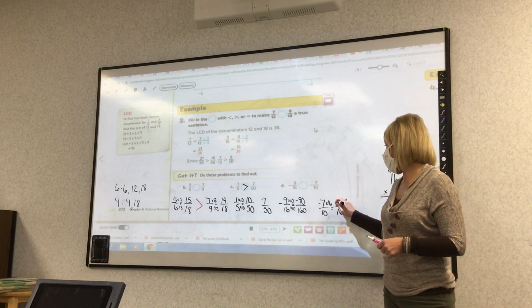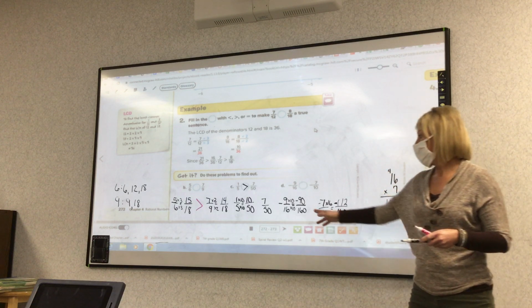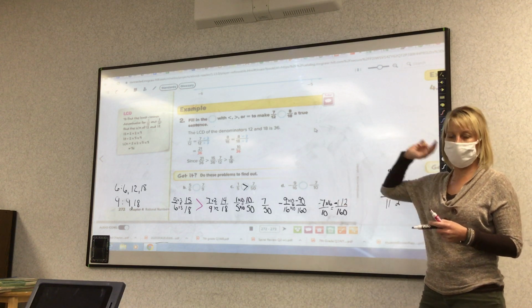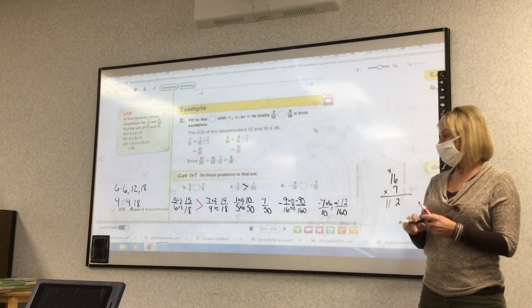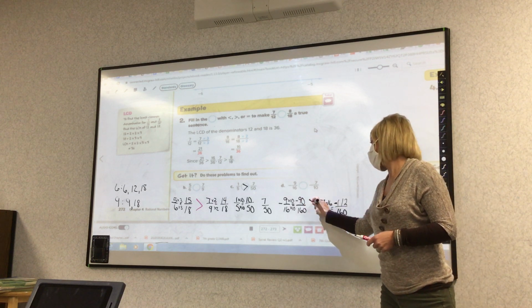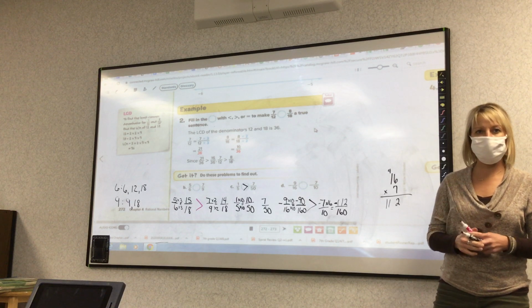But it's a negative. Now, if I know I'm comparing negatives, is a negative 90 further, or is a negative 112 further? So a negative 90 would be greater than. That's 3 times in a row, yep.